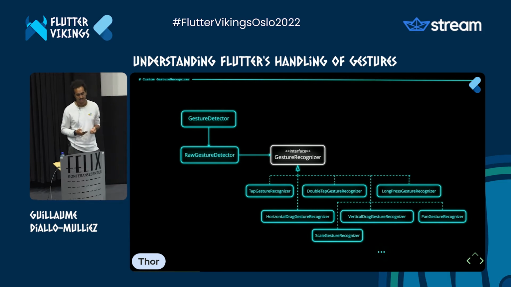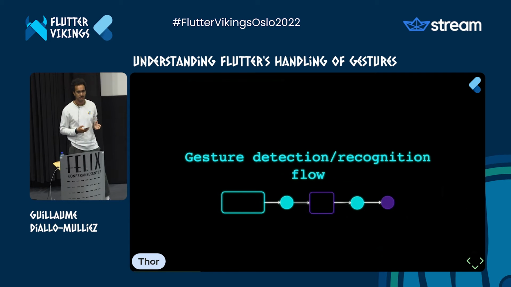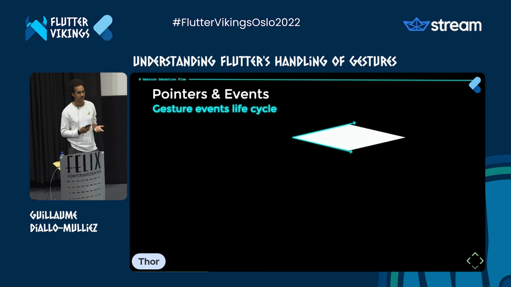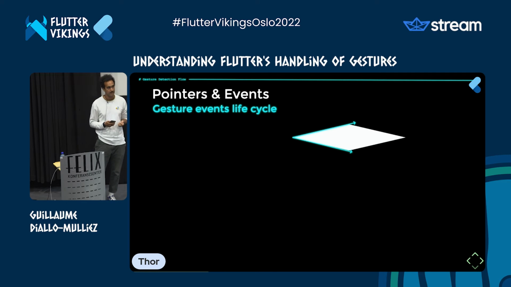Now, you probably wonder, how can I make my own gesture recognizer and detect some custom gestures that are not already supported? So to do this, we first have to make a little detour inside Flutter and see how the detection and recognition flow works within Flutter. So to understand this, first of all, there are two concepts that you need to know about. It's pointers and events. So pointers is basically where you point on your screen, whether it's your finger, a stylus on an iPad, or a mouse on desktop or web applications.